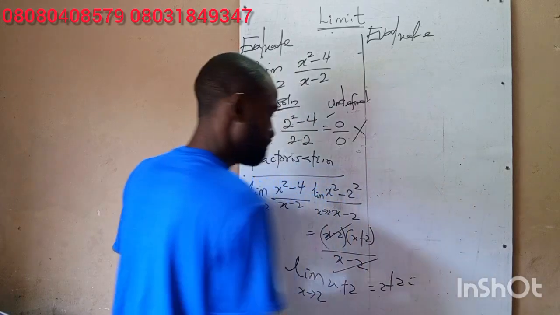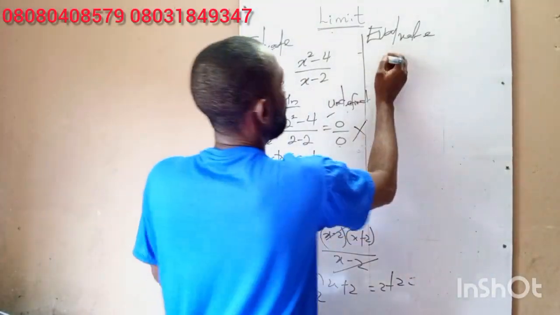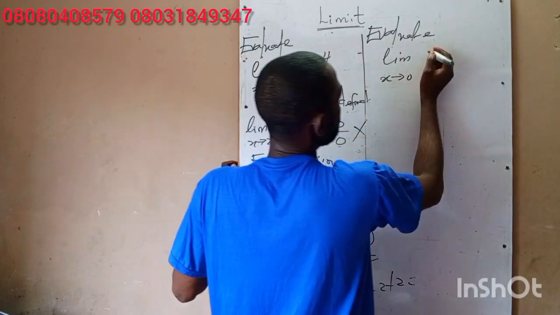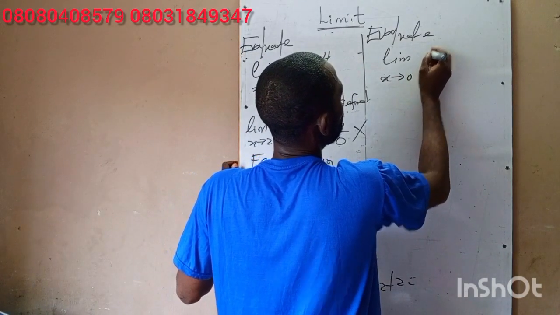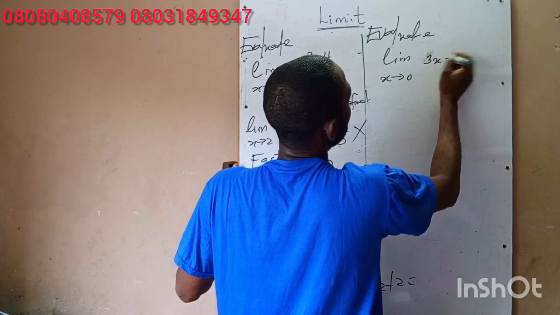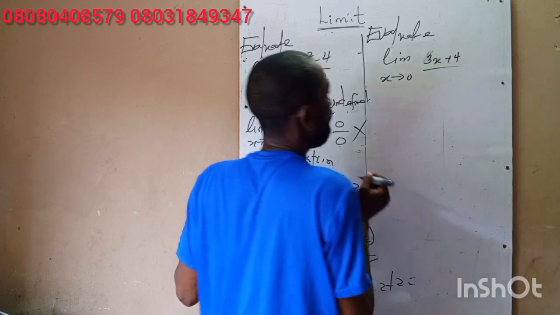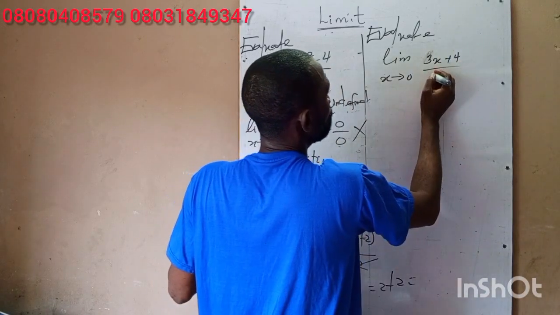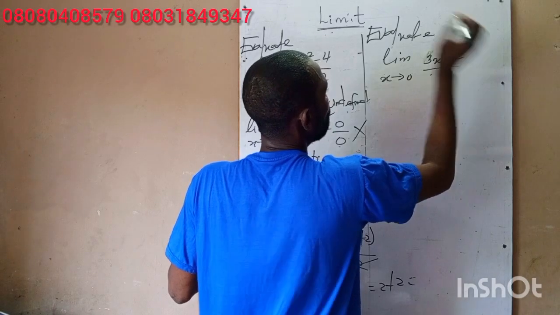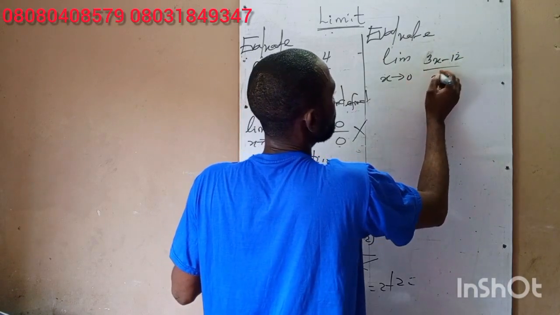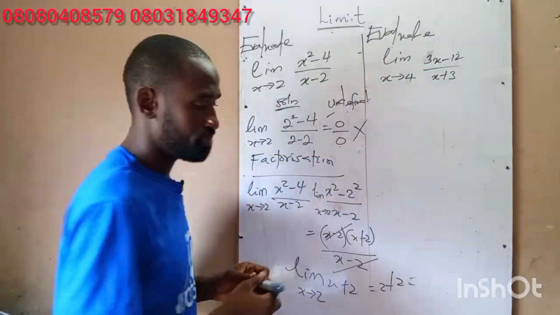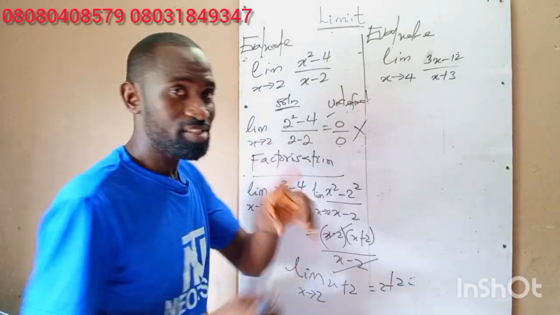We also evaluate the limit as s approaches 0 of the function... let's just use 3x minus 12 all over x plus 3, as s approaches 4. Now look at this. So the first thing is direct substitution.